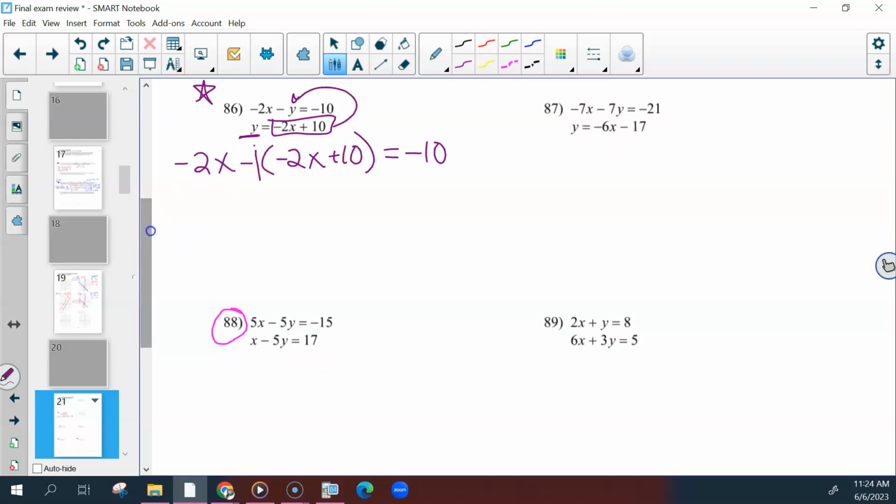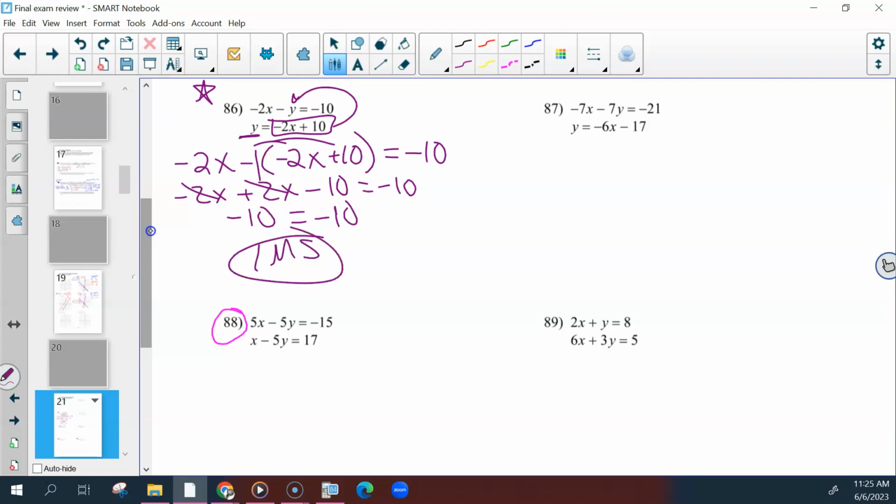When you distribute, you're only distributing negative 1. So negative 2x plus 2x minus 10 equals negative 10. Combining like terms, they end up canceling. Your variable cancels, goes away. This is a true statement. Negative 10 does equal negative 10, so this is infinitely many solutions. If the variables canceled and you had two different numbers, then it would be no solution. Questions?